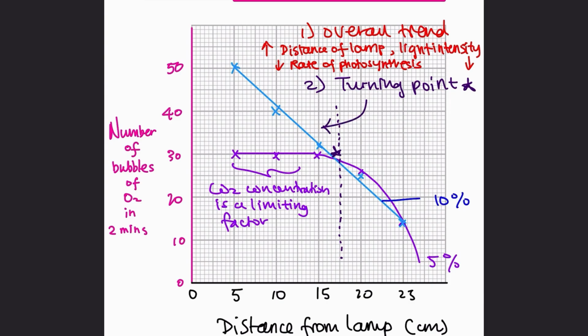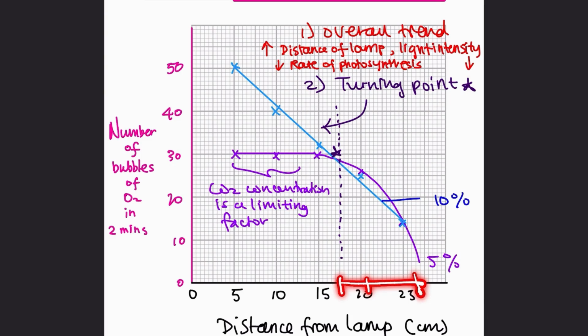Now, what about afterwards? What about here? Here, they're both dropping. So how would you explain this bit? Why would rate of photosynthesis go down? Because look, this is really far away now, isn't it? This is like 15, 20, 25 centimeters. That's quite far away from the test tube. So the lamp is way too far away.